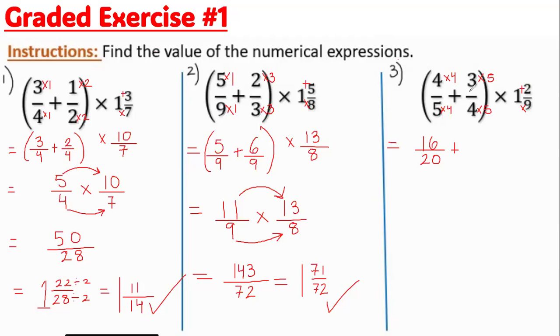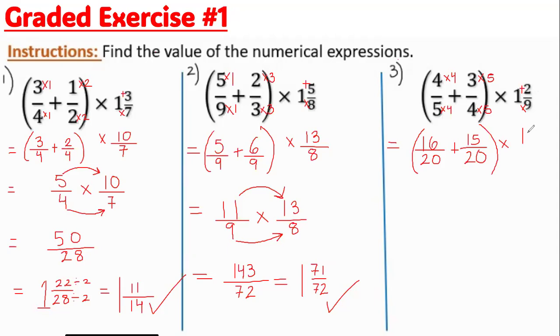plus 3 times 5 is 15. And we have 15 over 20 because we have to ensure that the denominators are the same. Excellent. The denominators must be the same. Then we're going to turn the fraction here into an improper fraction. We're going to multiply the whole number by the denominator and add the numerator.